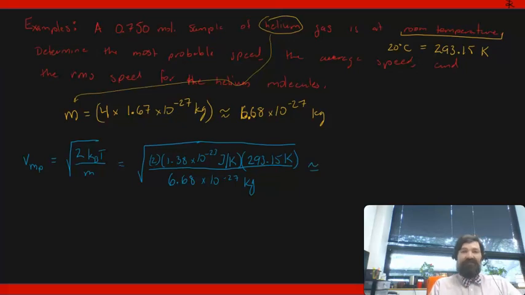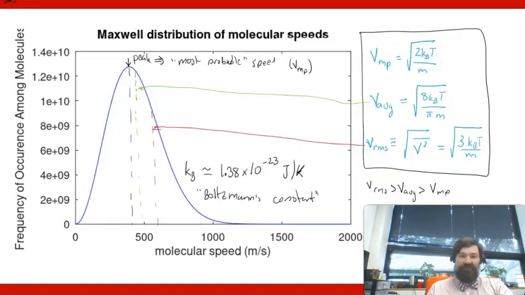What does that give us? We obtain a speed of 1100 meters per second. Now, before I go any further with this, you may be thinking back to the graph that I showed you and saying, now wait a minute, 1100 meters per second is way over here. This peak clearly is not at 1100 meters per second. Okay, if you were that perceptive, great. So I probably owe you another plot.